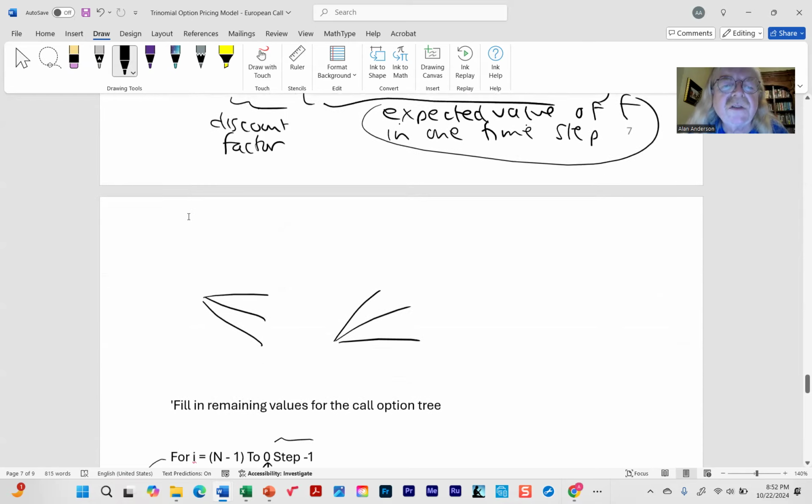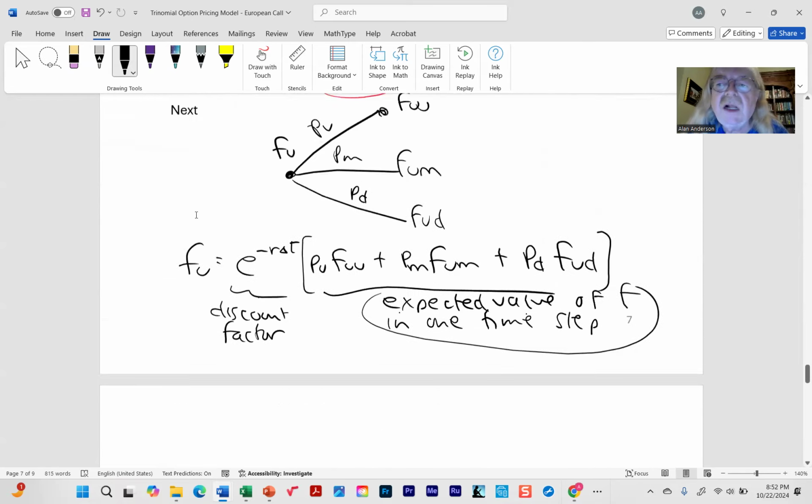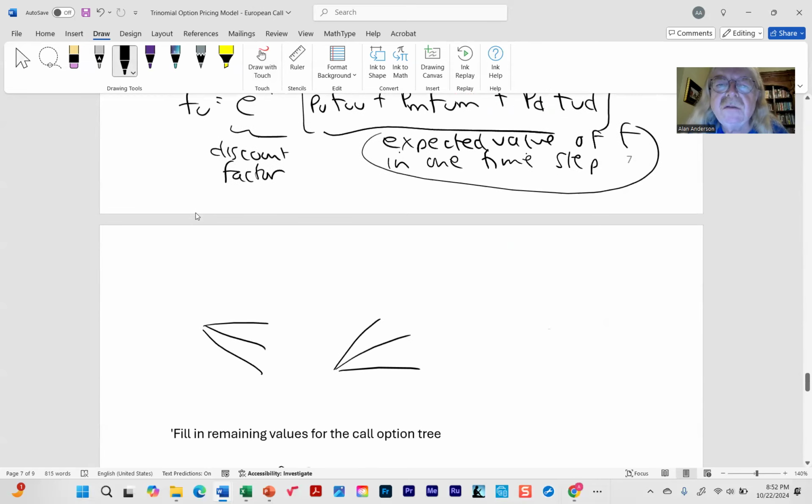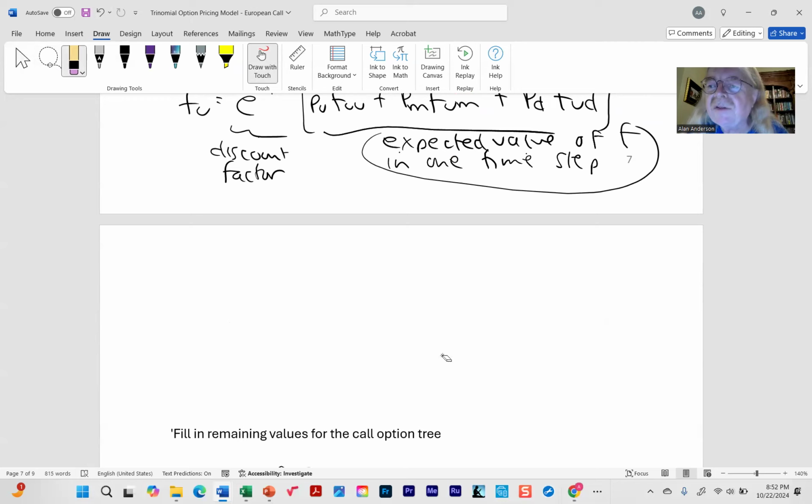Now, this is true for all the interior nodes. The terminal nodes that occur when we reach the maturity date will have the payoffs of the option instead. Okay, because that's the final day of trading for the option. And at that point, they are equal to their own intrinsic value or payoff.